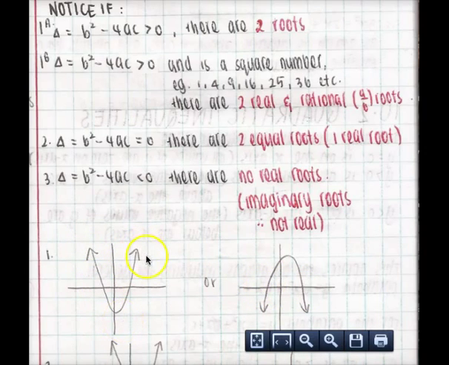But here, the a is greater than 0. The coefficient of the x squared is greater than 0. Here, the coefficient of the x squared, a, is less than 0 because it's concave down.